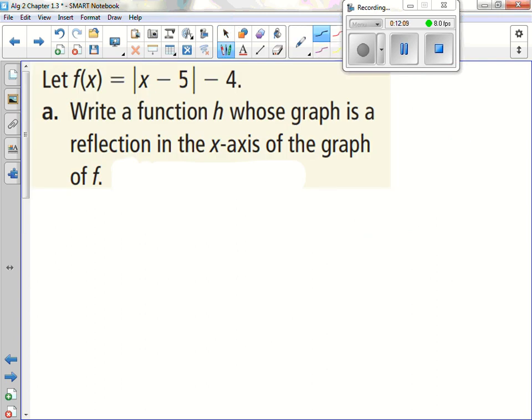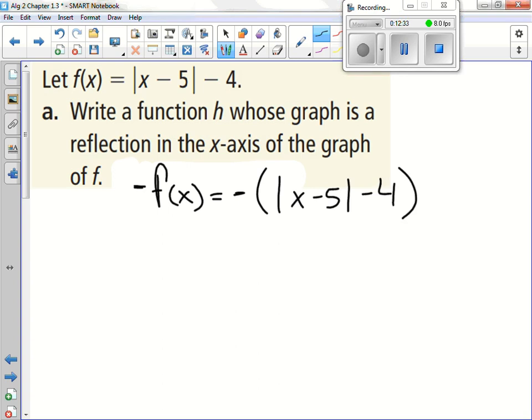So let's look at this one here. Let f of x be this function, the absolute value of x minus 5 minus 4. Write a function whose graph is a reflection in the x-axis of the graph of f. If we're doing a reflection in the x-axis, we're doing negative f of x. We're applying it across everything. So our function, I'm going to do parentheses, is the absolute value of x minus 5 minus 4.